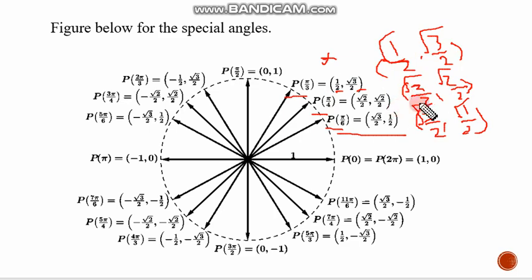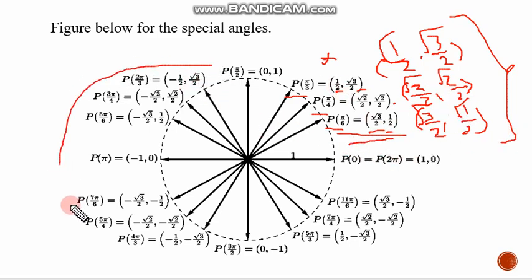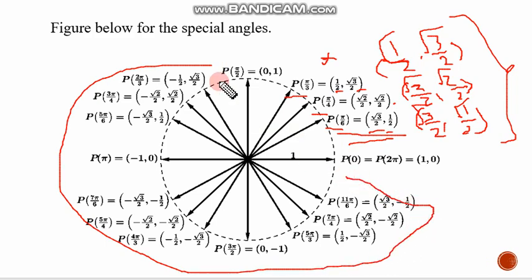So square root of 3 over 2, square root of 2 over 2, square root of 2 over 2, and square root of 3 over 2. And of course, square root of 1 is 1, so 1 over 2. So these are so simple. And of course, if you memorize this in quadrant 1, then you have memorized everything from quadrant 2 to quadrant 4 as well.